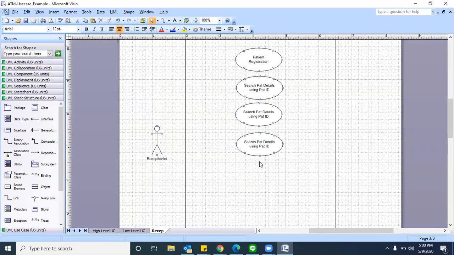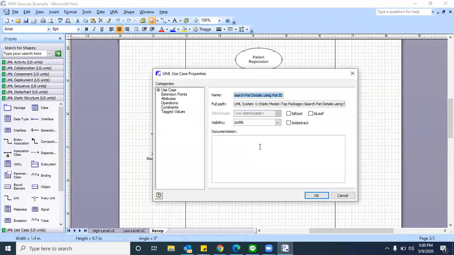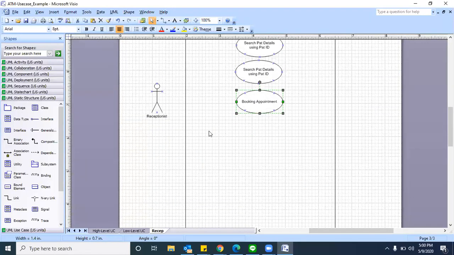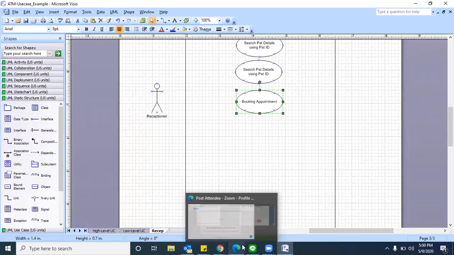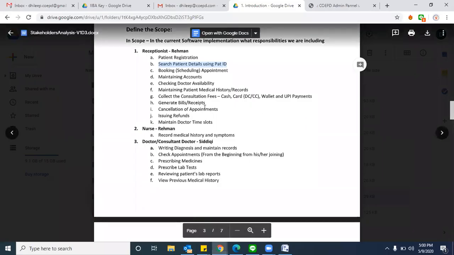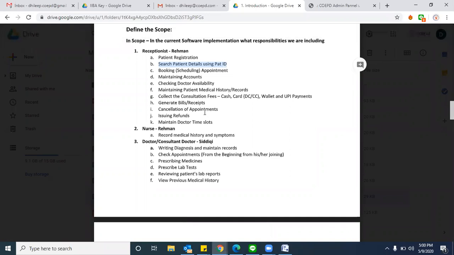Correct. Okay, so after search patient details, booking appointments, right? Yes. Booking appointment. Next, maintaining accounts or records. What records, accounts he has to maintain? I didn't understand, records as in medical history? Patient medical history, yes. Here it is, no? Patient medical history is there, but it is not in the real-time sequence. So what is this maintaining accounts?